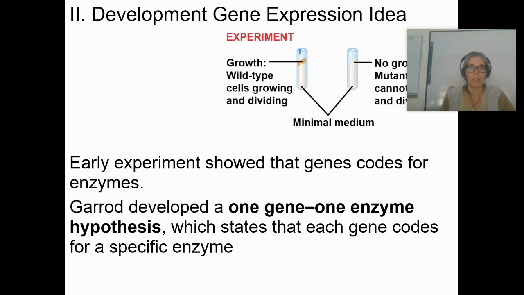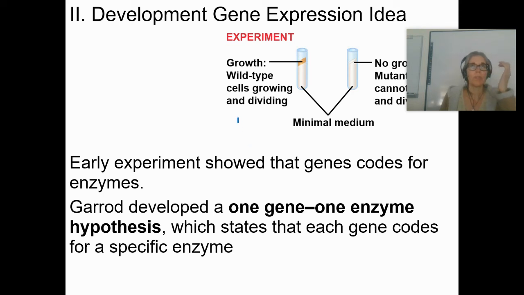All right. Next idea is the development of the gene expression idea. So the idea here is that everything we know in science is because some amazing scientists spent a lot of time trying to figure it out and doing experiments to prove it. Not just like, ooh, ho hum, I bet it's this way. They do experiments and figure it out. So early experiments showed that genes coded for enzymes.